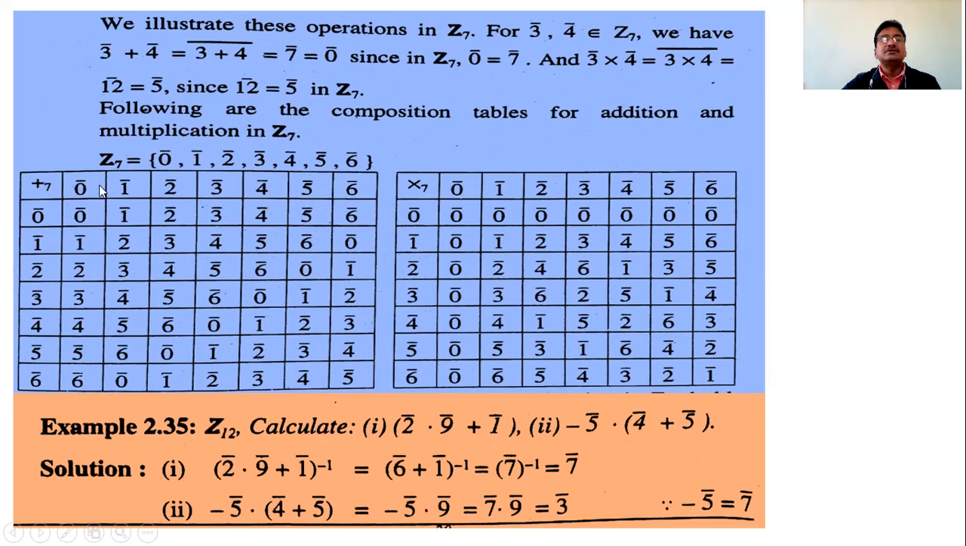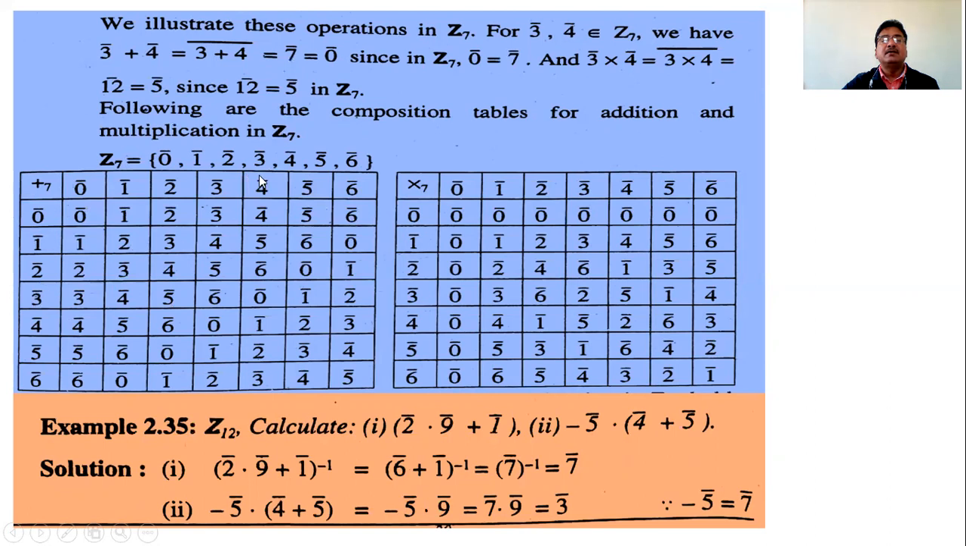Then 2 bar plus 0 bar is 2 bar. 2 bar plus 1 bar is 3 bar. 2 bar plus 2 bar is 4 bar, 2 bar plus 3 bar is 5 bar, 2 bar plus 4 bar is 6 bar. Then 2 bar plus 5 bar is 7 bar, that is 0 bar. 2 bar plus 6 bar is 1 bar, because 2 plus 6 is 8, and 8 bar is 1 bar in Z7. That is, if you divide 8 by 7, then the remainder is what? The remainder is 1.